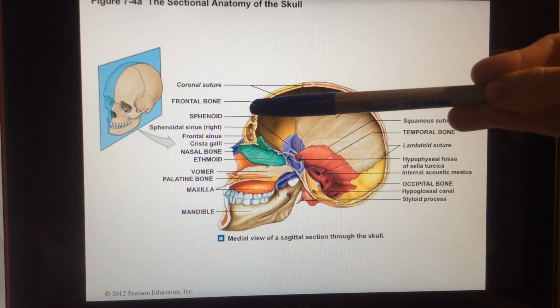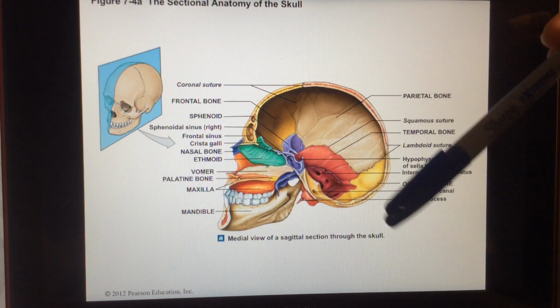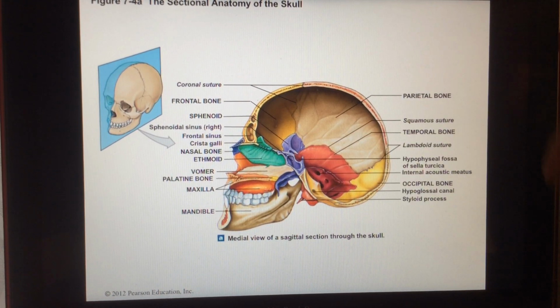Other things to note are the sinuses. So you can see the frontal sinuses right here, sphenoidal sinuses. So anything that will help make the skull less heavy.